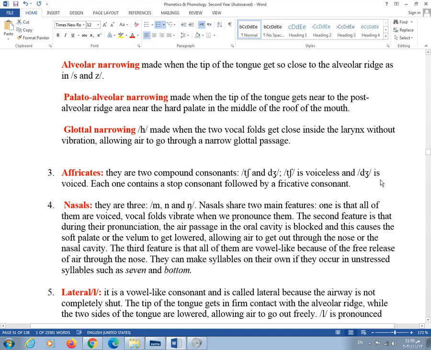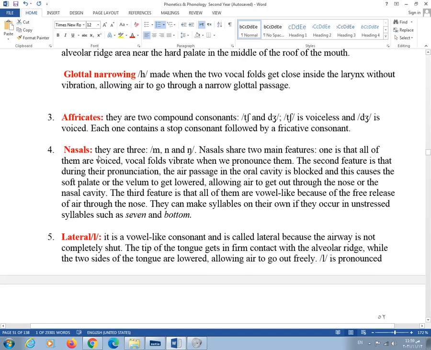Number 4, nasal consonants, and there are 3, m, n, and ng, and air goes through the nasal cavity because the oral cavity is blocked when the velum or soft palate is lowered, and this allows air to go through the nose or the nasal cavity.